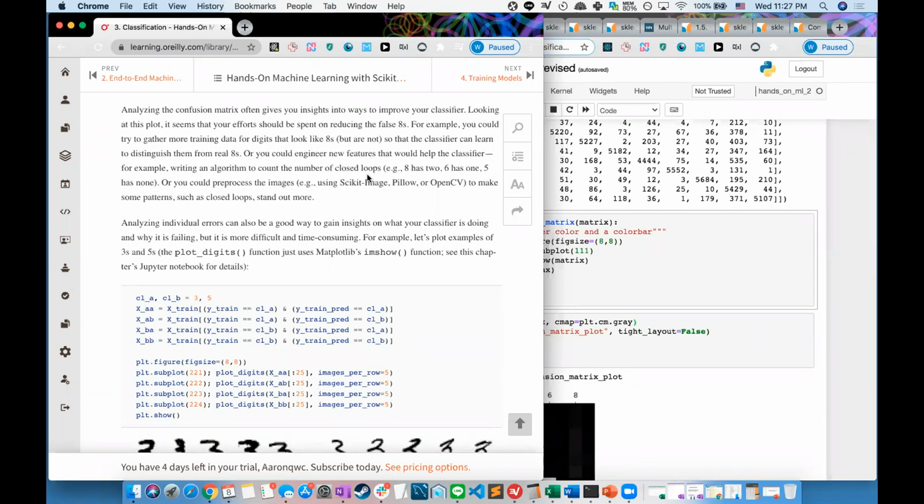Yeah, I mean, I'm just thinking about it because I haven't done it, but you could really try to detect how many loops, it's almost like writing a classifier, just to classify images by how many loops they have.